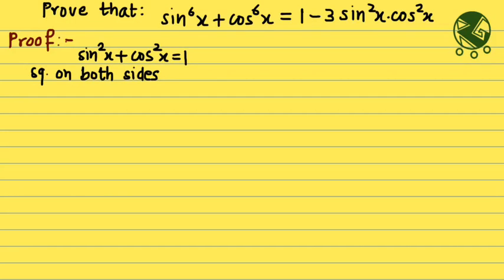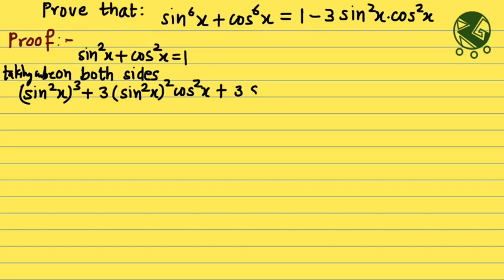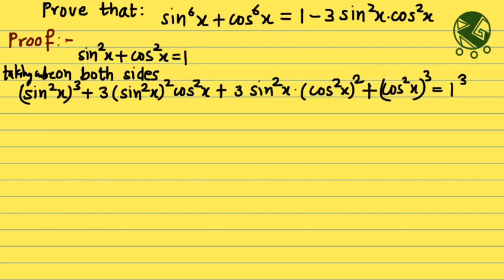Okay, so taking cube on both sides. So if we take cube on both sides, for this I'm assuming that you know this formula of a plus b whole cube. So a plus b whole cube is a cube plus thrice a square b plus thrice a b square and plus b cube.